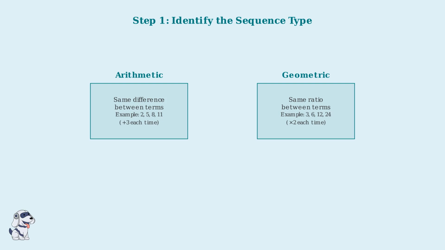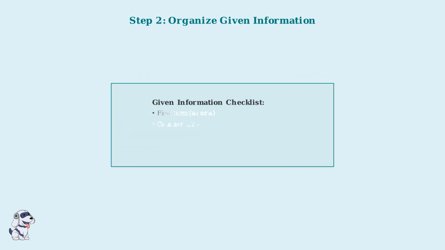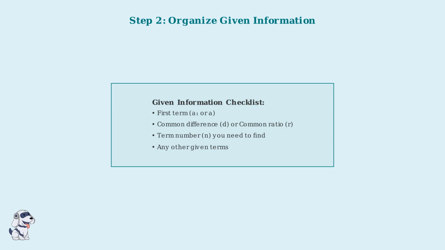Look at the pattern between consecutive terms. If there's a constant difference, it's arithmetic. If there's a constant ratio, it's geometric. Always write down all the given information clearly. This includes the first term, the common difference or ratio, the term number you're looking for, and any other given terms. Having everything organized prevents mistakes and makes the solution process smoother.